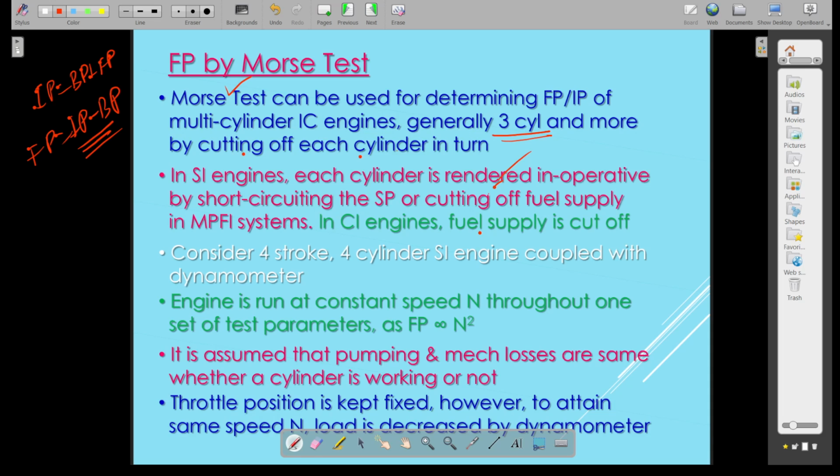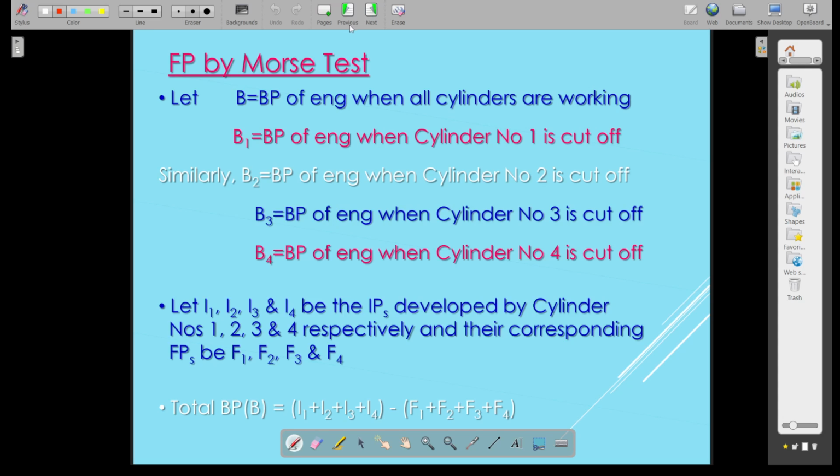ठीक है? We are cutting the fuel supply, that should be known to you. We cut them one by one and then we measure. When we cut the fuel supply or the spark plug, we adjust the load in such a way that, if you have a four cylinder engine, the three cylinders will be running the first one, motoring the first cylinder. That is how the Morse test is carried out.